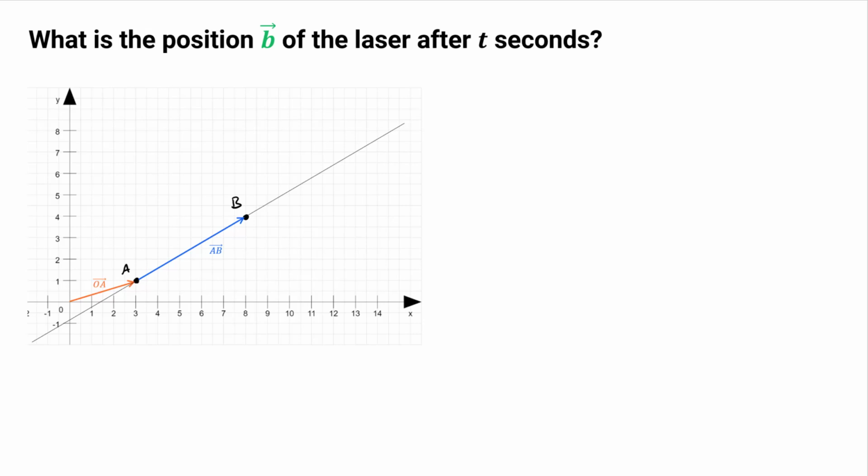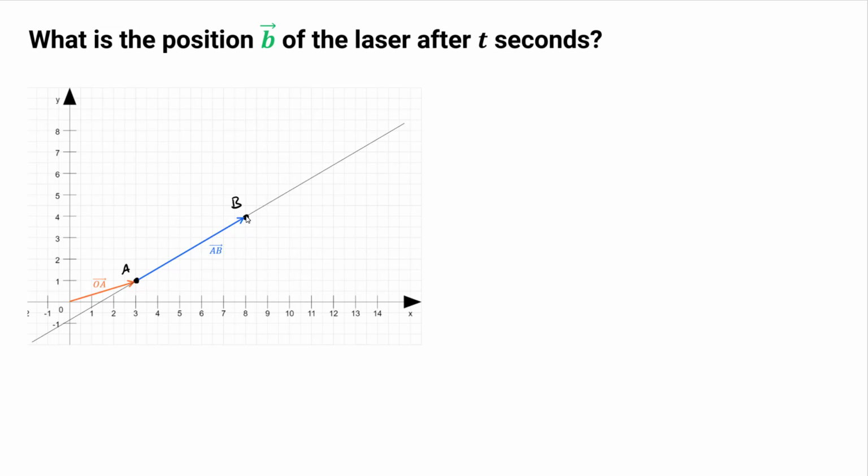So the purpose of this exercise is to discover how you can use vectors to describe lines in plane as well as in spaces. Now, let's make sure first to understand the situation. We are looking at the laser that moves along a straight line, it's the black line here, at a constant speed. And we know that at time 0, the laser is at the point A. And 1 second later, it has moved a certain distance, and it is now at the position B.